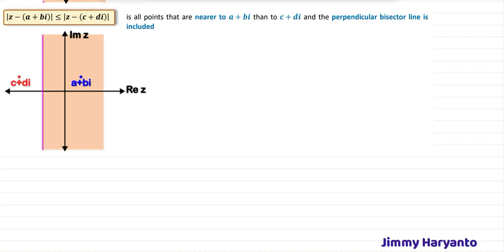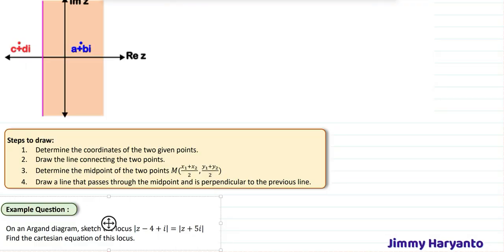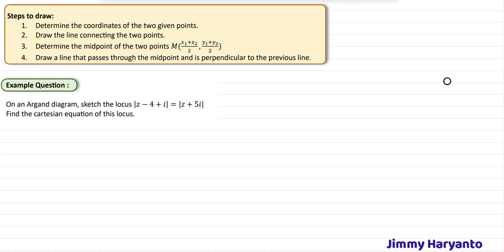And the last one is less than or equal to. Less than or equal to means a straight line, and the sign still less than. That means a + bi is smaller than c + di. That also means the region will be nearer to a + bi rather than c + di. Okay, so steps to draw: determine the coordinates of the 2 points given, and then draw the line connecting the 2 points, determine the midpoint of the 2 points, and then draw a line that passes through the midpoint and is perpendicular to the previous line. I will explain this in the example questions.